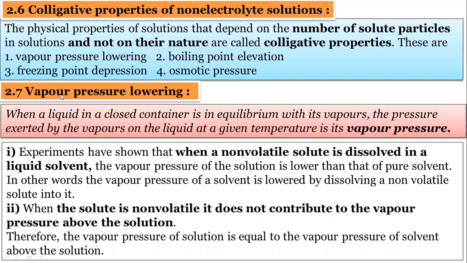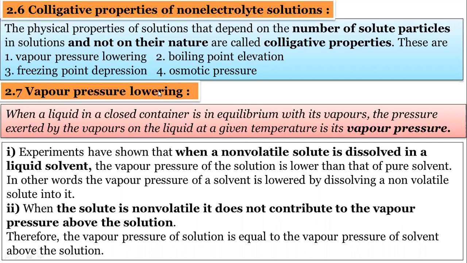So first we will discuss the vapor pressure lowering. Before this, we must know what is meant by vapor pressure. As the name suggests, vapor and pressure, it is the pressure exerted by the vapors on the surface of the liquid when the vapors and liquid are at equilibrium. The definition: when a liquid in a closed container is in equilibrium with its vapor, the pressure exerted by the vapors on the surface of the liquid at a given temperature is called vapor pressure.